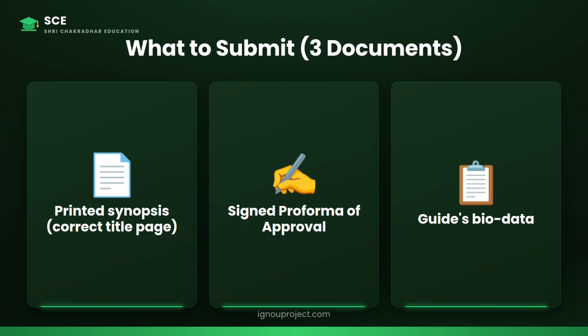Now let's submit it for approval the right way. Here is exactly what you submit. 1. A printed copy of your complete synopsis with the correct title page. 2. The Proforma for approval of the project proposal, signed by both you and your guide. And 3. Your guide's biodata showing their qualification and managerial experience. These 3 documents travel together as one set.